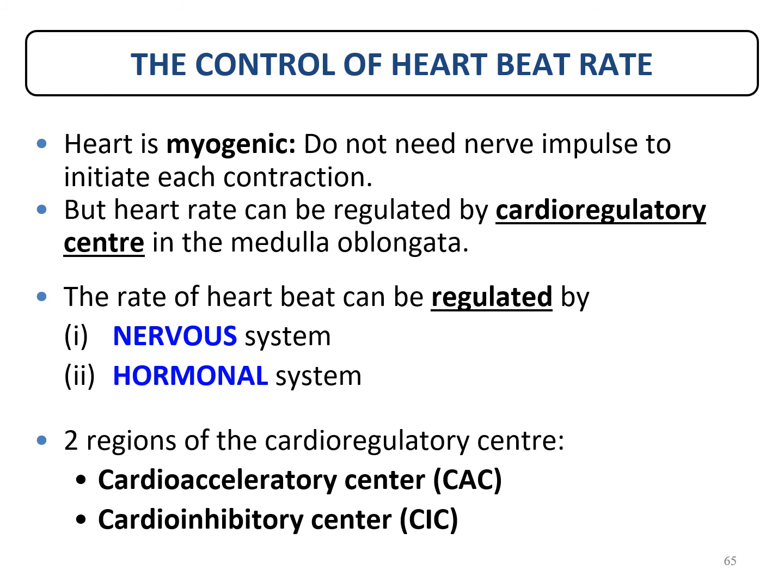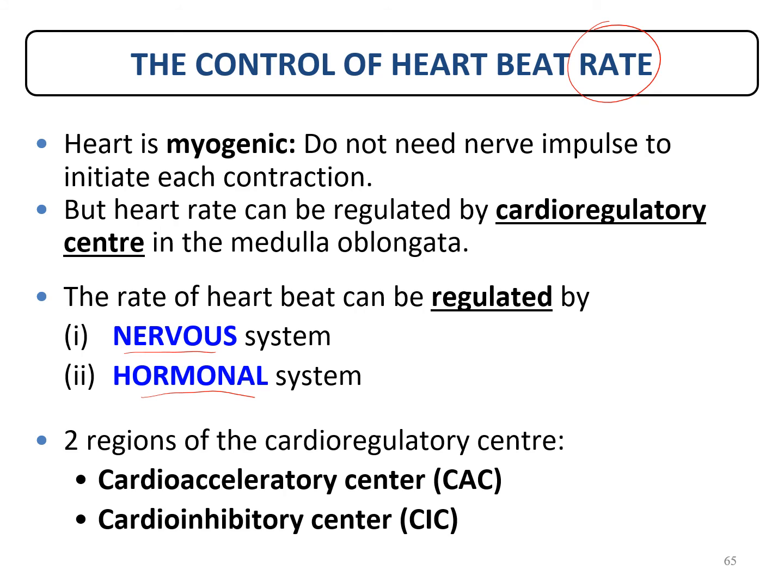Heartbeat rate can be controlled. But the initiation of the heartbeat is done by the SA node in the heart muscle. So the heart is myogenic. It does not need a nerve impulse to initiate each contraction, but it can be regulated by the cardio-regulatory center in the medulla oblongata. The rate of heartbeat can be regulated by both the nervous and hormonal systems.